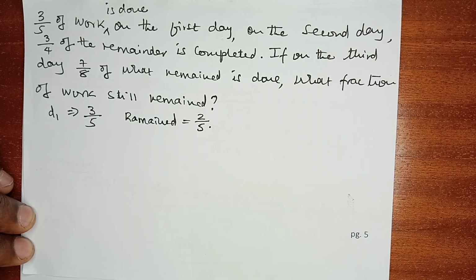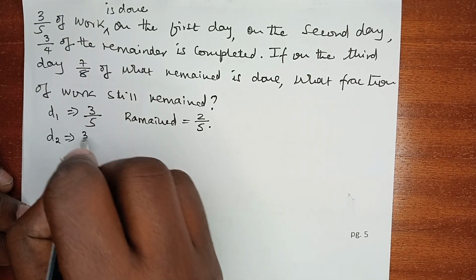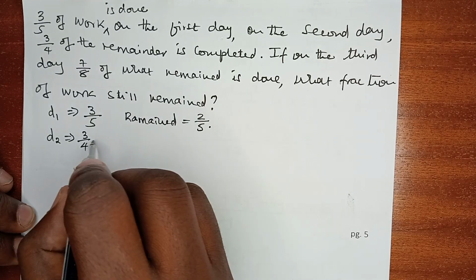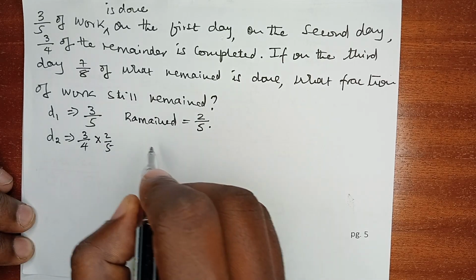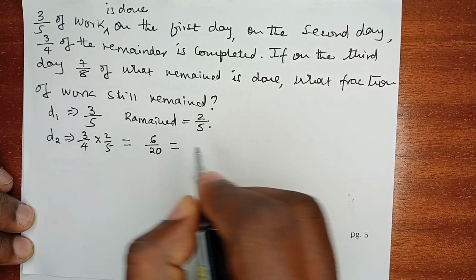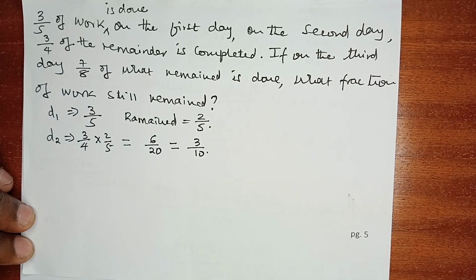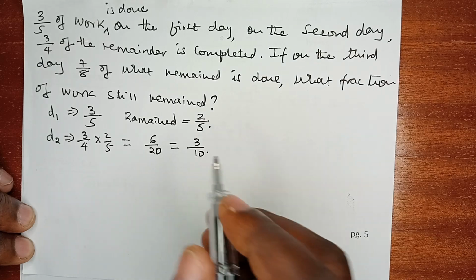Now on the second day, 3/4 of the remainder is completed. There is day 2, which is now 3/4 of what remained, 2 out of 5, and this is 6 out of 20, which is basically 3 out of 10. That is the work done entirely on the second day.